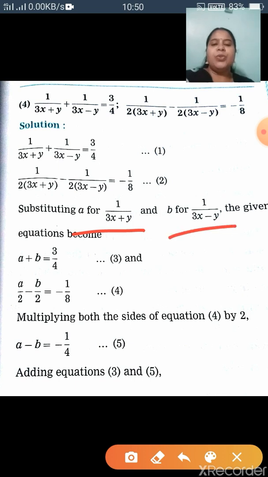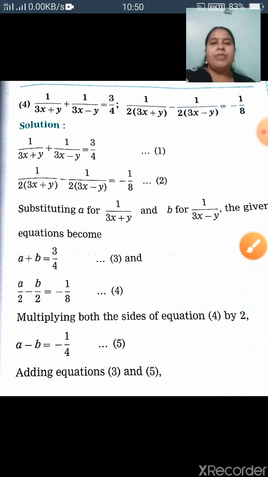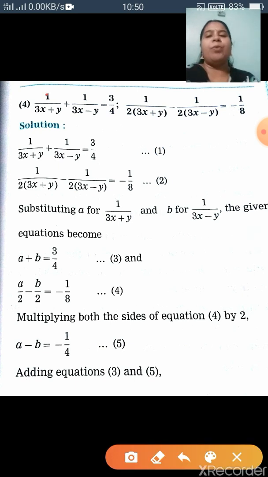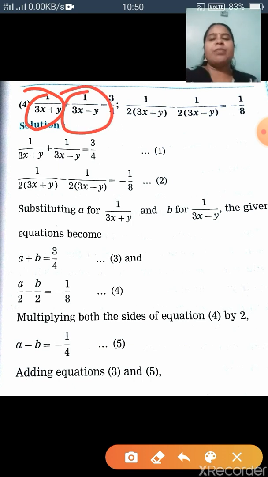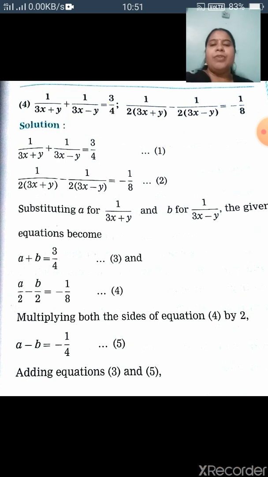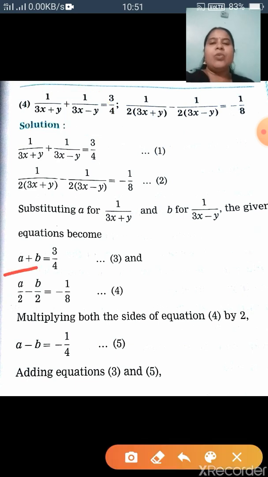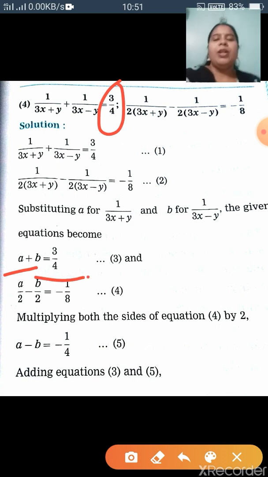When I substitute this, what will happen to the first equation? The first equation, as you can see here, is not having any problem. This is 1 upon 3x plus y, which is equal to a, and this is 1 upon 3x minus y, which is equal to b. So the first equation will be a plus b is equal to 3 upon 4, that will be left as it is. Number it as equation number 3.